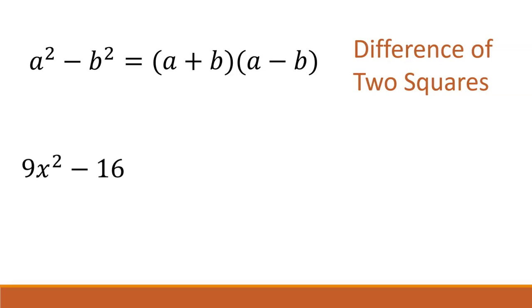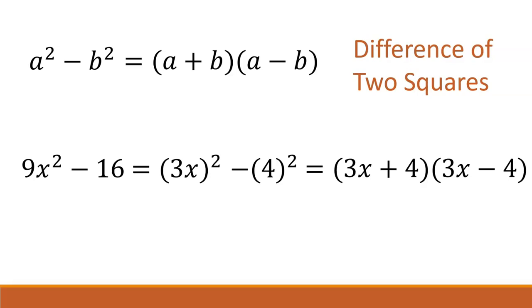9x squared minus 16 is the difference of two squares, because 9x squared is a 3x that's been squared, and 16 is a 4 that's been squared. To factor the expression, we simply write the product of two binomials, 3x plus 4 times 3x minus 4. The factoring formula is pretty straightforward, but why does it work?